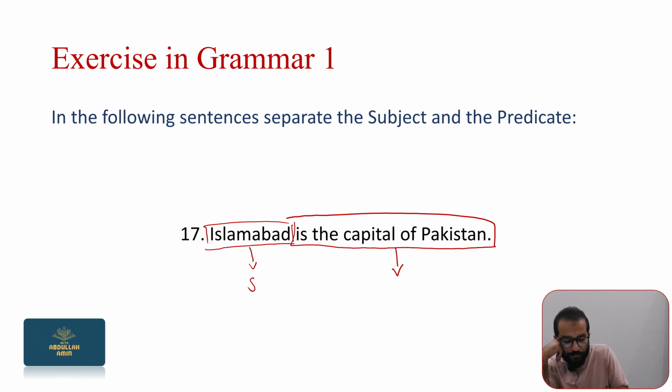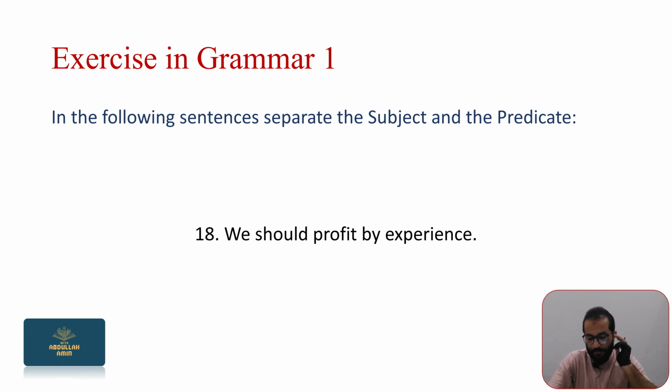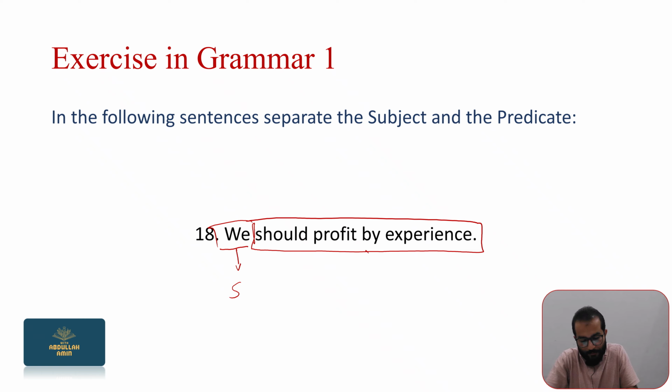So Islamabad is the subject and is the capital of Pakistan, this part is the predicate. Now we have, I'm so sorry, my camera. Okay ji. Now we have another example, 18th. We should profit by experience. Over here the very first part, the pronoun we is the subject. It is the subject, sorry, I wrote P. Acha. So we is the subject, should profit by experience, this part is the predicate in this example.